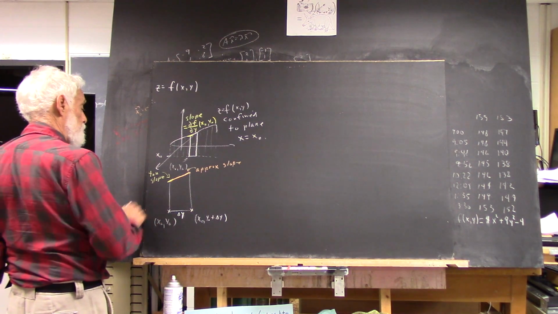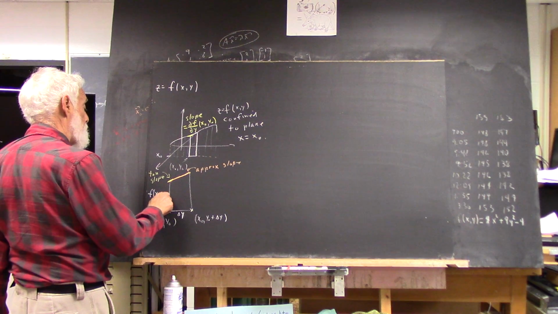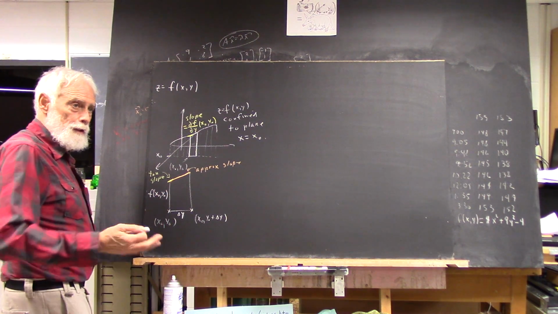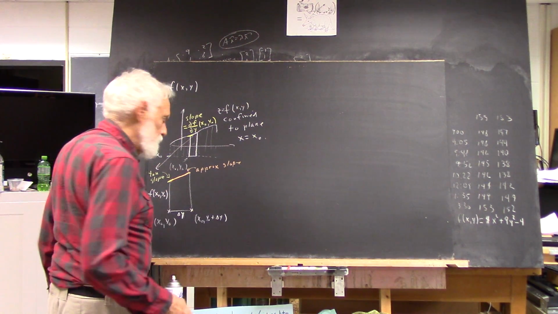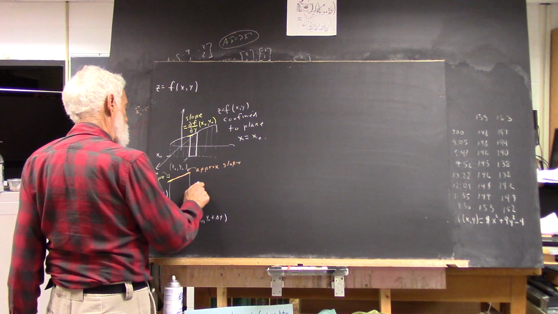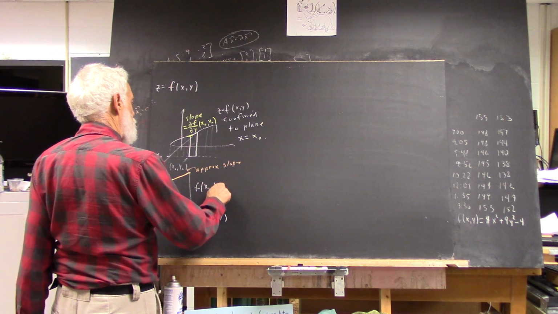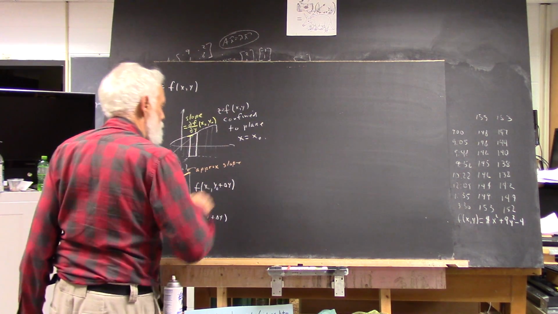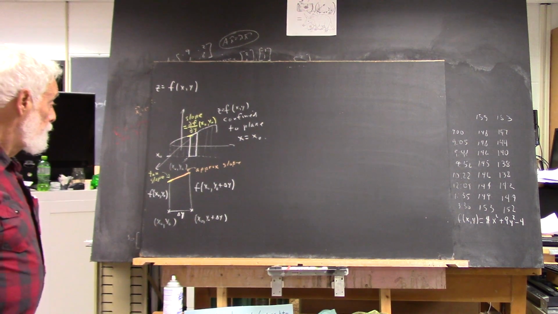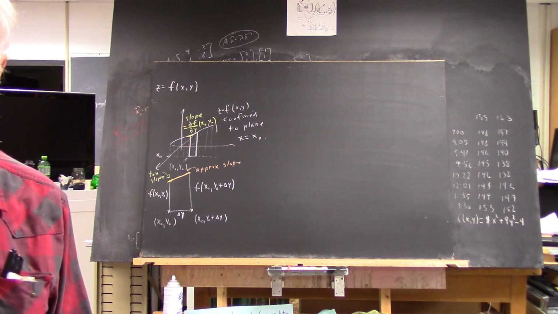This is z, or f of x naught, y naught. It is a z, but we're going to have more than one z, so we could call it z naught if we wanted to, but there's really no reason. I'm not going to even use it. And this is f of x naught, y naught plus delta y. Okay, well, what's the expression for the approximate slope?